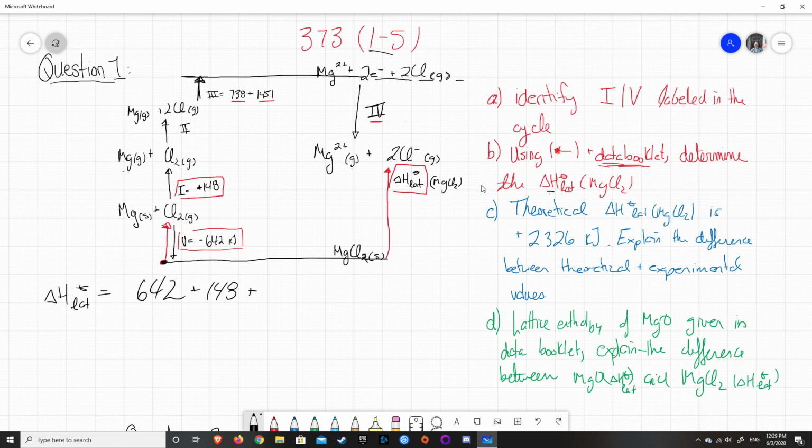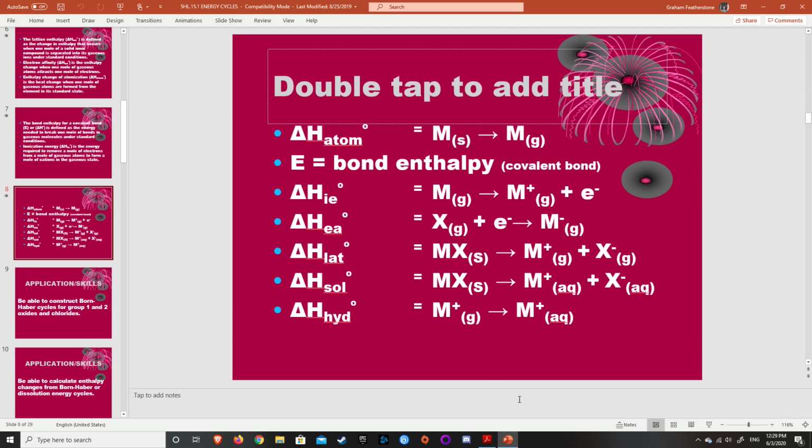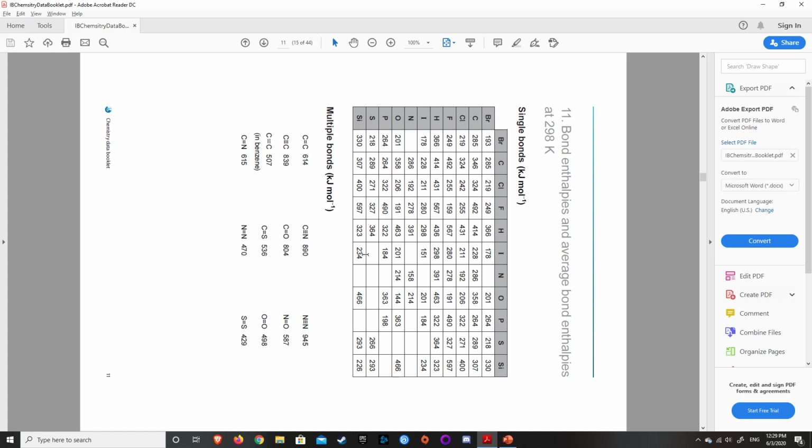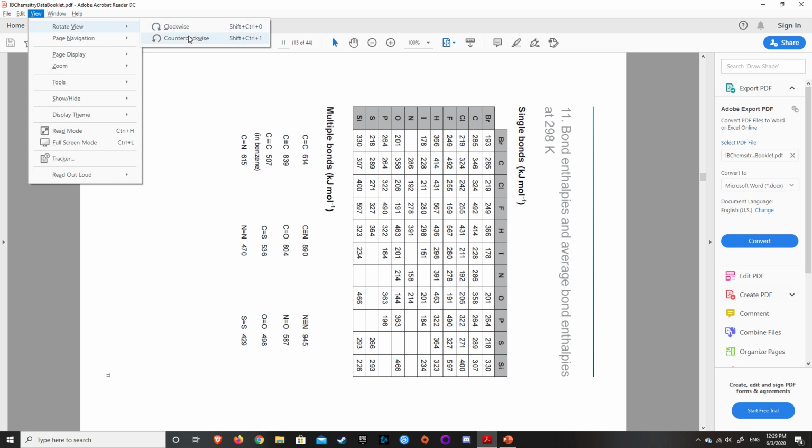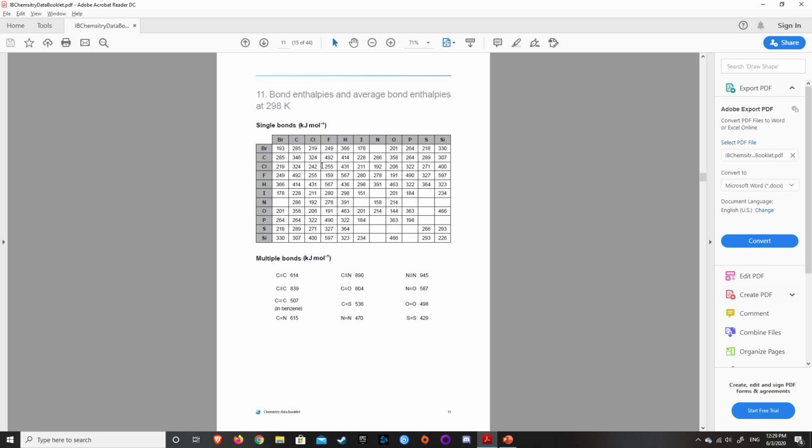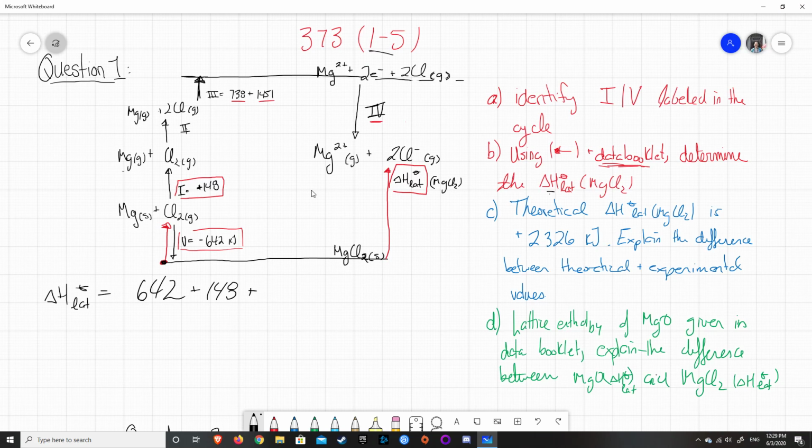So we've got to figure out what is the bond enthalpy of chlorine. And lucky for you, this is provided in your data booklet. So I've got, handy enough, the data booklet right here. I just got to rotate this counterclockwise. There we go. We got chlorine. Chlorine is 242 kilojoules for a chlorine-chlorine bond. So that's 242 kilojoules.